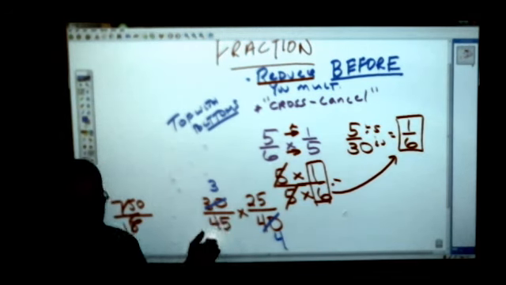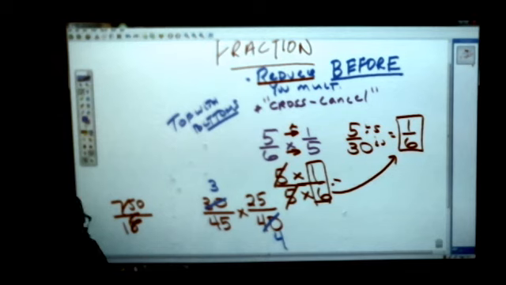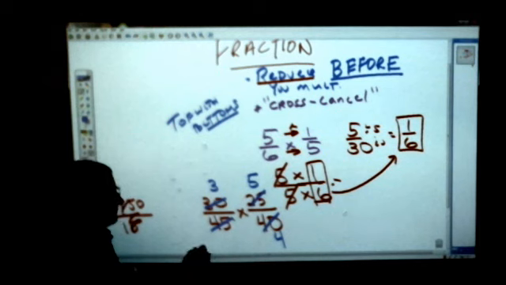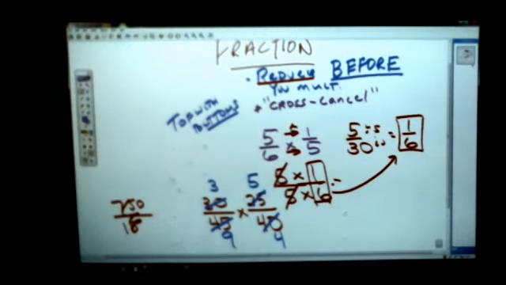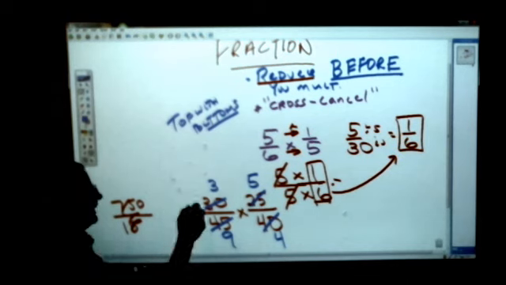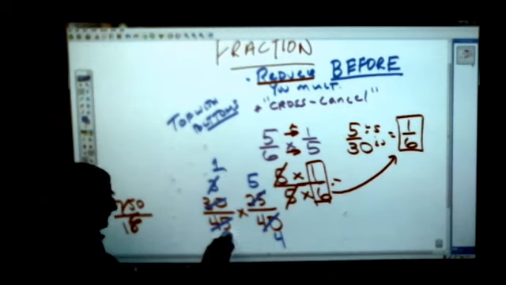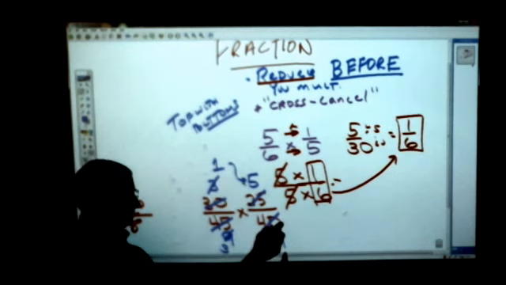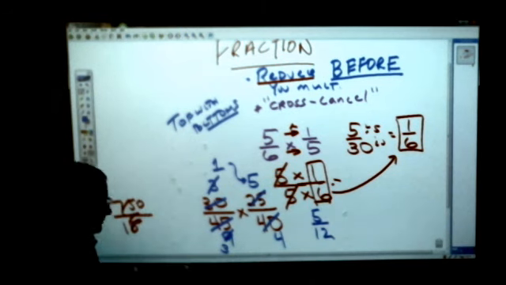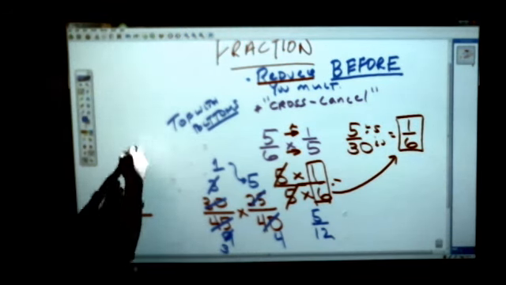What goes into 25 and 45? Zach? 5. I can divide 25 by 5, and I can divide 45 by 5, and I get 9. Now the beauty of this is you can keep going. Is there a number that goes into both 3 and 9? 3. I can divide 3 by 3, I get a 1, and 9 divided by 3, I get 3. Once you've all done cross-canceling, then you can multiply what's left. 1 times 5 is 5, and 3 times 4 is 12. I can tell you, getting that answer is a lot easier than this. What did I do? Let me do it out the real way.